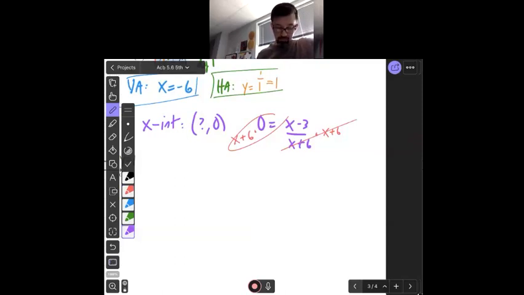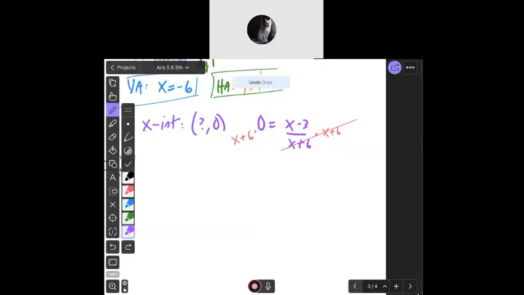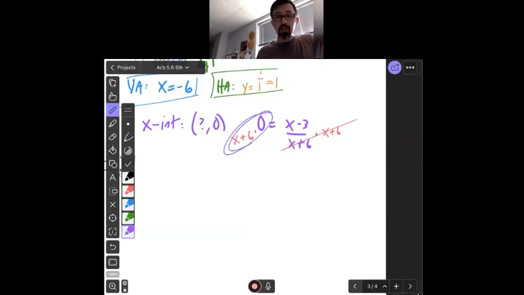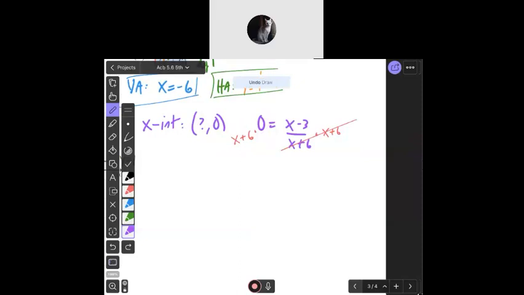What happens on the left side? Wouldn't it just be x plus 6 equals x minus 3? What are we doing here, Victoria? Oh, multiplying, so it'd just be 0. There you go. Yeah, so we get 0 equals x minus 3.